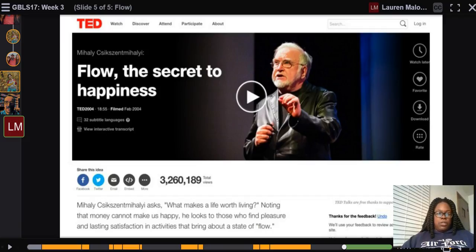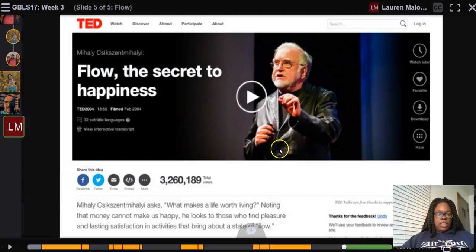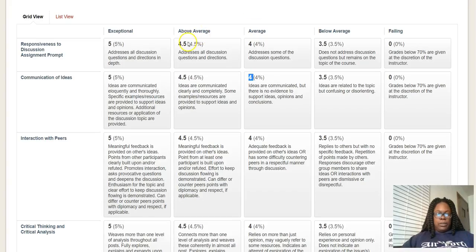And then for number 3, again, I didn't have too much interaction on this one, so I'd say that would be a 3.5, and then everything else I think was done all right, so I would say 4.5.